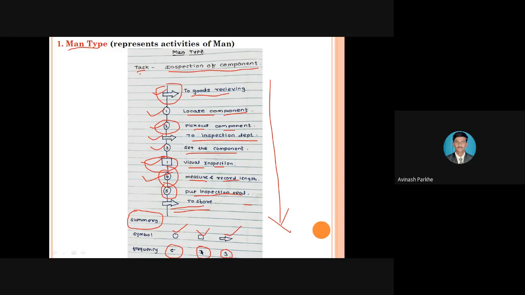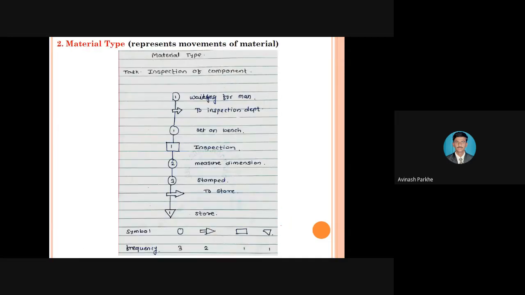So it represents, during the inspection of the components, whatever activities or movements are performed by that particular operator, all those movements are represented by using this man type of flow process chart. So this is the first type of flow process chart, in which only the movements or activities of the man are represented. Now we'll discuss the second type.